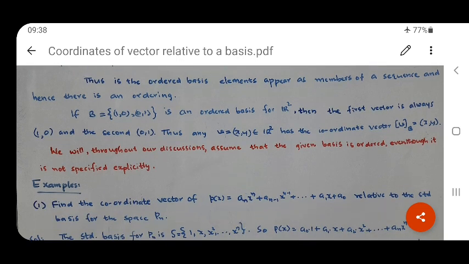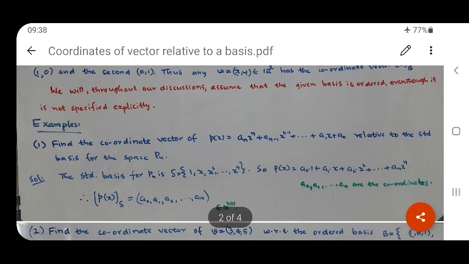Without mentioning explicitly, we will assume that all the bases discussed are ordered bases. So we have certain examples.